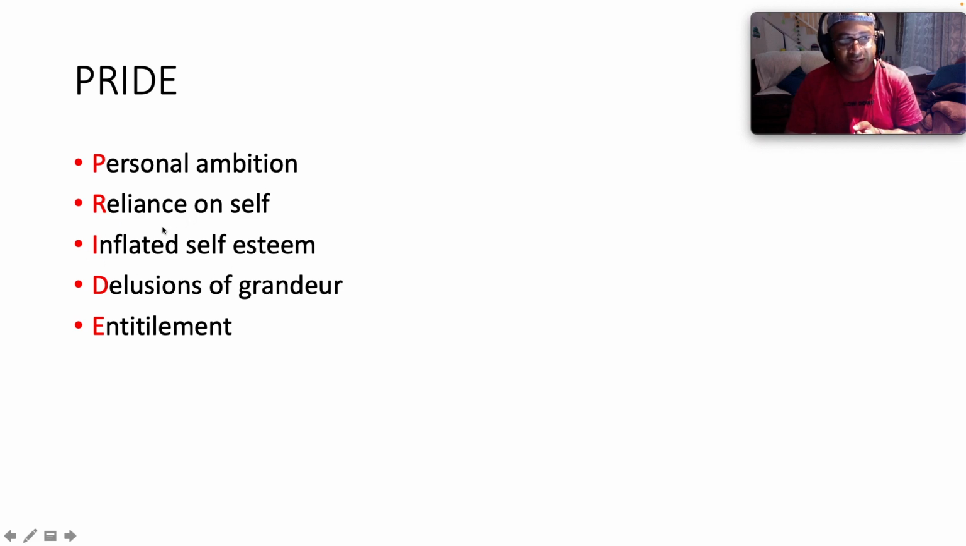R is reliance on self. You don't rely on God. You don't pray. I is inflated self-esteem. You think too much of yourself. D is delusions of grandeur, where you think you are better than everybody else. E is entitlement, right? And it's a prayer of my heart that we're able to do an introspection. And if indeed we do have these features of pride, that we will humble ourselves before the Lord, ask for forgiveness, and always consider other people as being more significant and more important than ourselves.